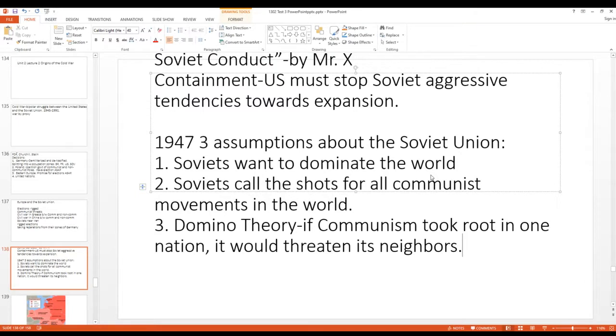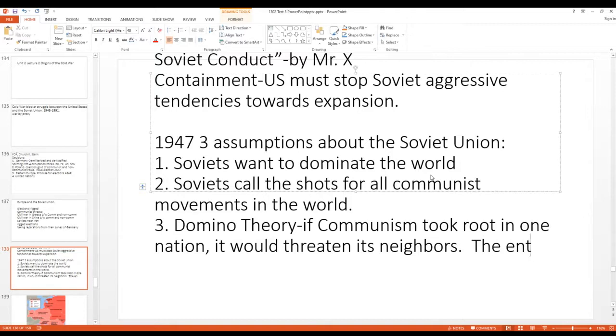So if one nation falls, if Germany falls to communism, well, Germany's next to Belgium, so Belgium will fall to communism, then France will fall to communism, and then Spain will fall to communism, and then Portugal, and that's the domino theory. So that's why we wind up in places like Vietnam, because if Vietnam falls to communism, then Cambodia, and then Laos, and then Thailand, and then India, et cetera, et cetera, et cetera.